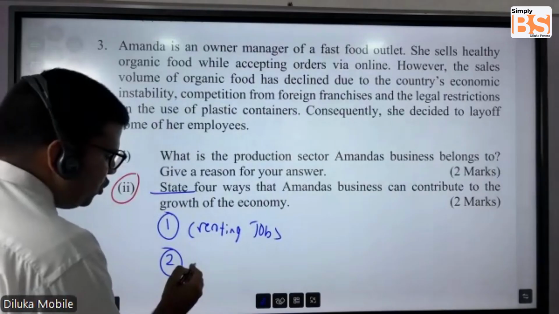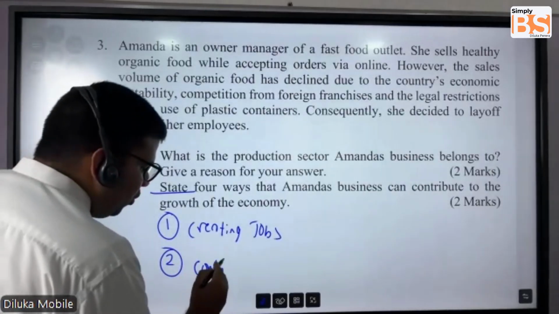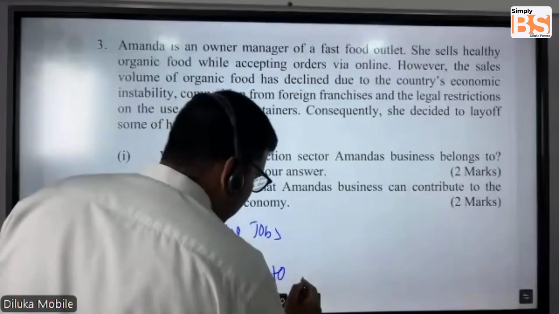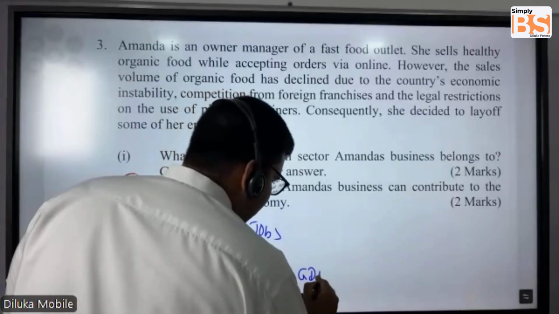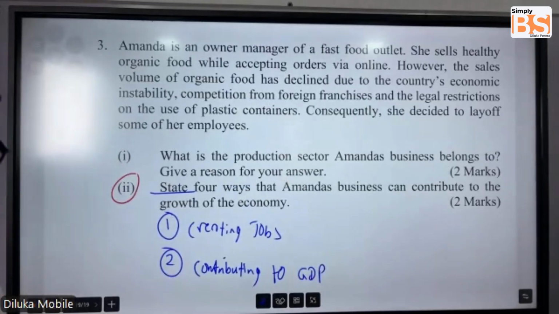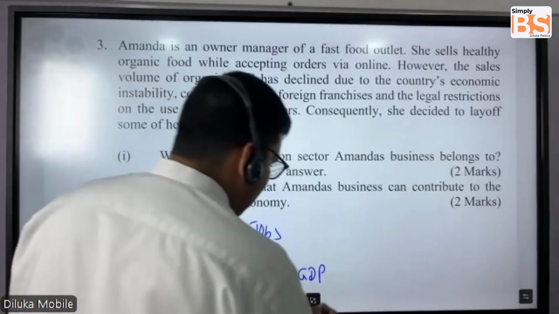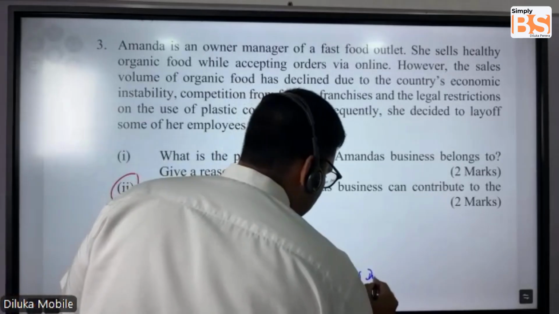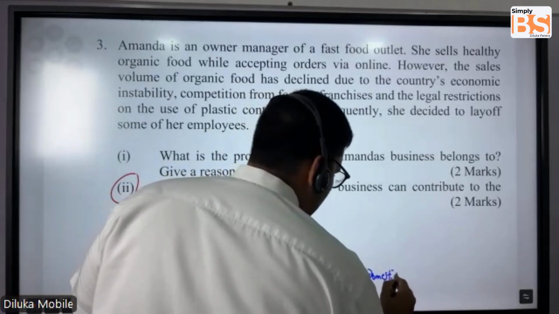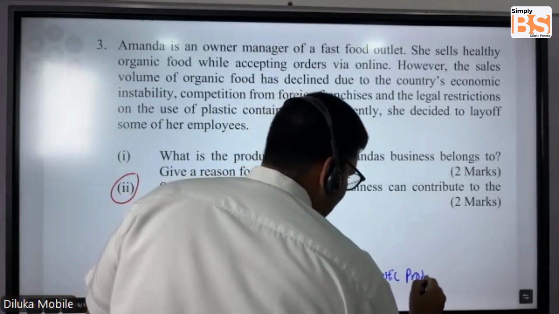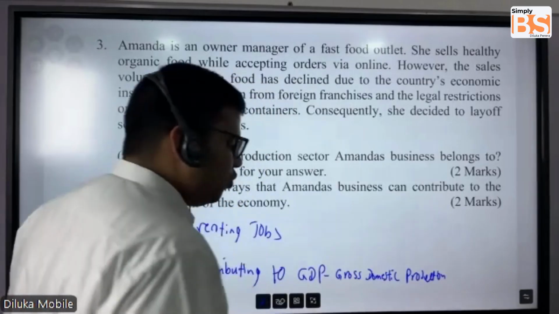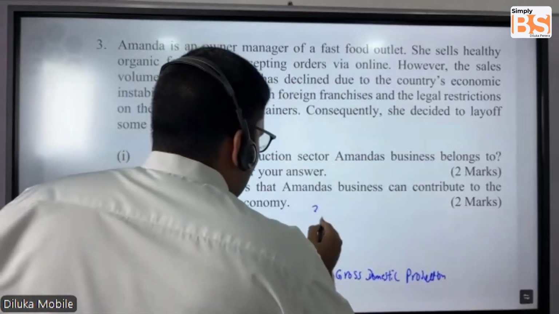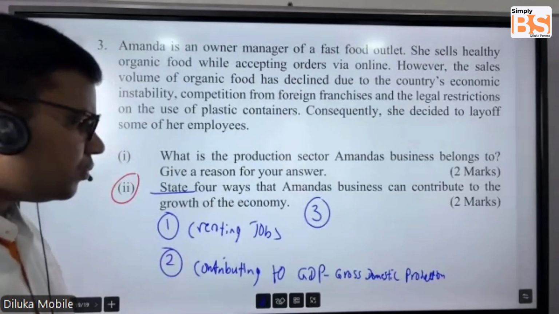She's contributing to GDP. Make sure that you write the long form, gross domestic product. In your exam, make sure that you write long answers, not short forms. Number 3, what else can you write?